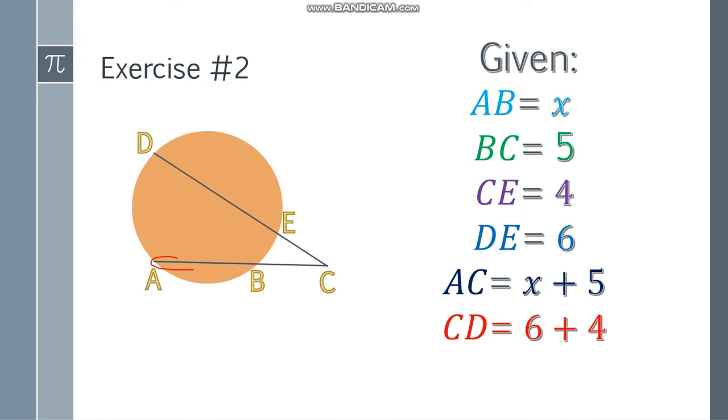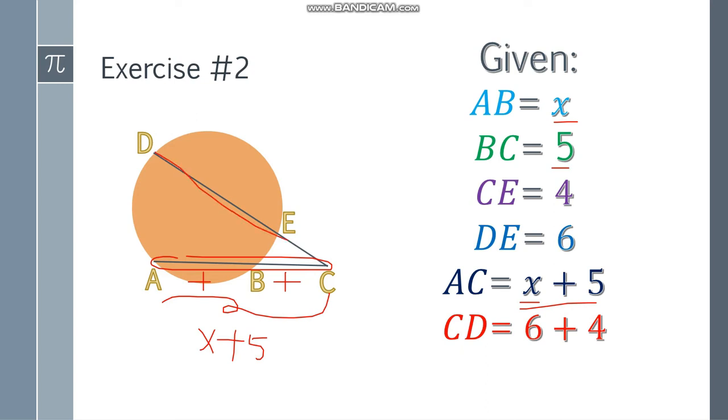AC, this one, you just add AB and BC. AB is x, so I'll put it here, and BC will be 5. So this whole thing is x plus 5. Now for CD, the value of DE, this one, is 6. And EC, or CE, is 4. So that will be 6 plus 4, or 10.